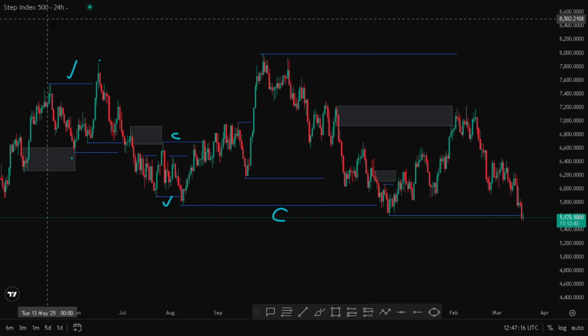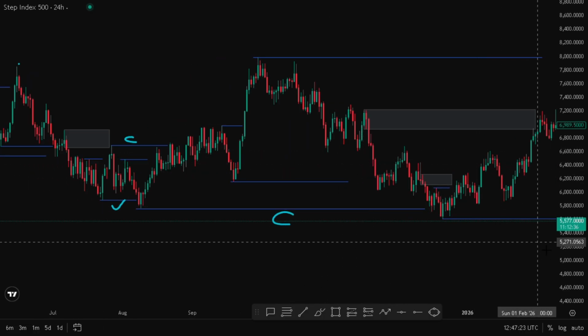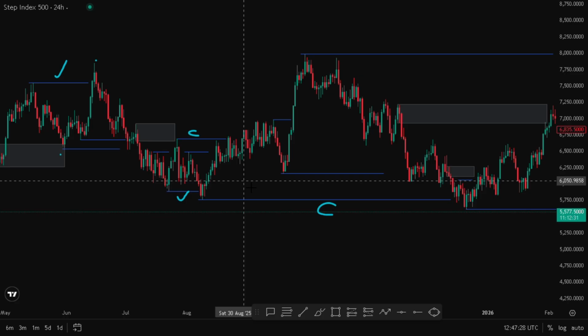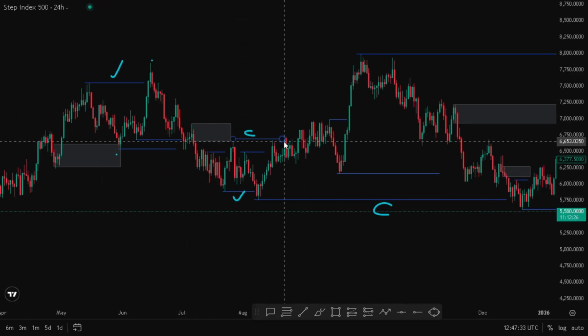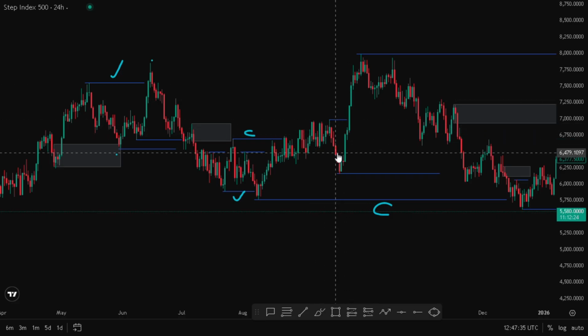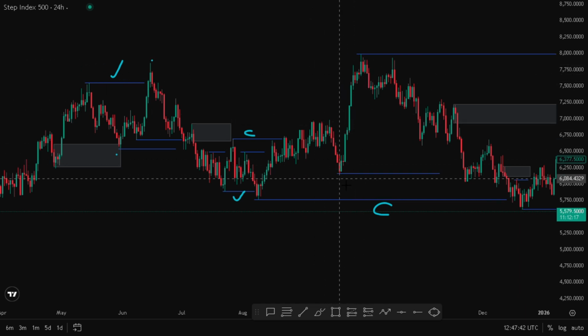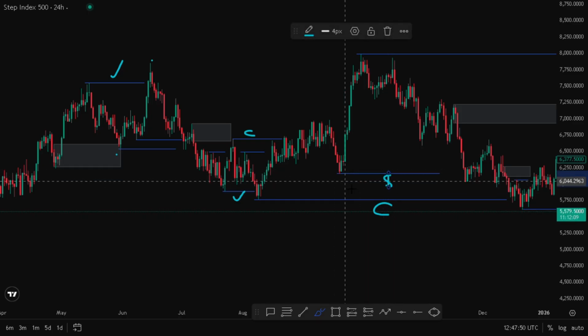So this is Step Index 500, and based on structure mapping, I hope you guys can understand this structure. I will also explain it briefly so that we do not waste our time. You can see this market was bearish and we got to this level, it changed character, so it turned bullish. But after the bullish momentum, the market pushed up, trying to break this structure here, but it has no inducement. So that's why we use this level as an inducement. This is an indication that the market is likely coming below this level.